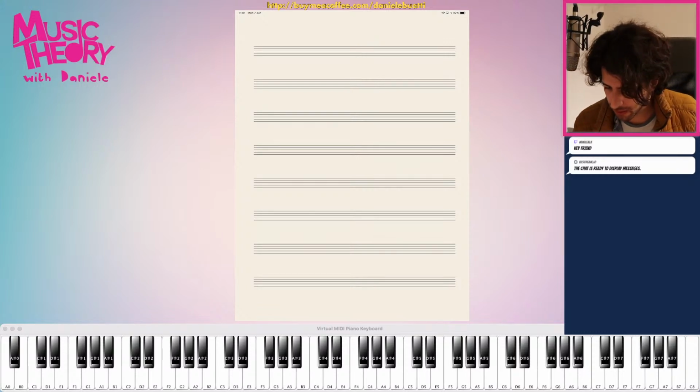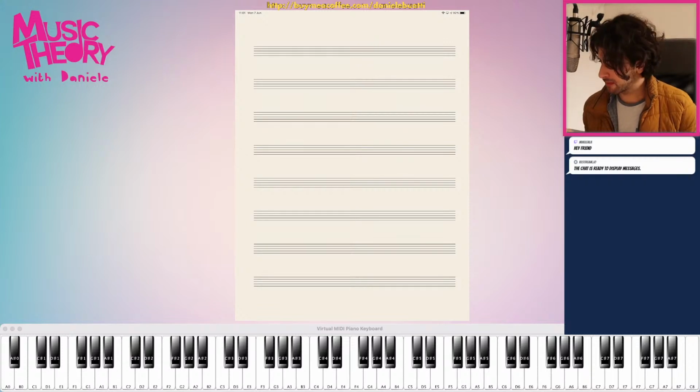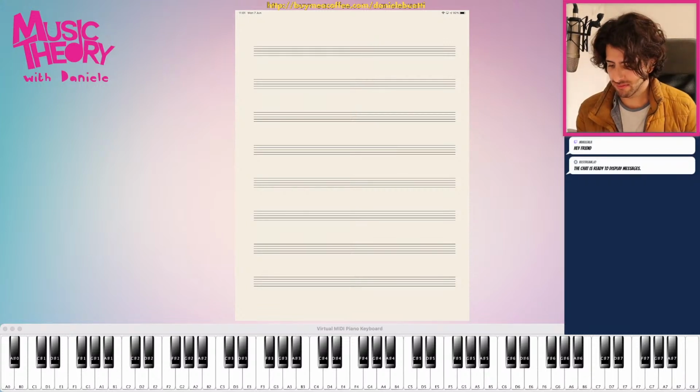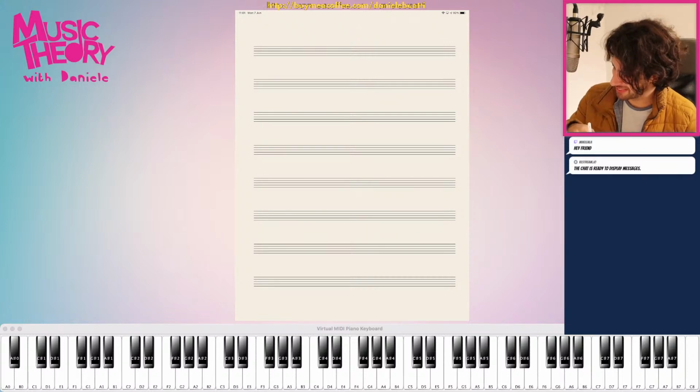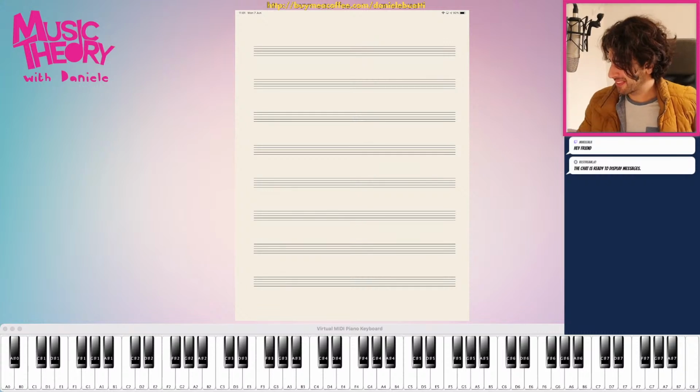Bam. Let's go C flat, G flat, and A flat. In that order, why not? So, G flat. C flat. Right? A flat. Cool? Alright. Good.